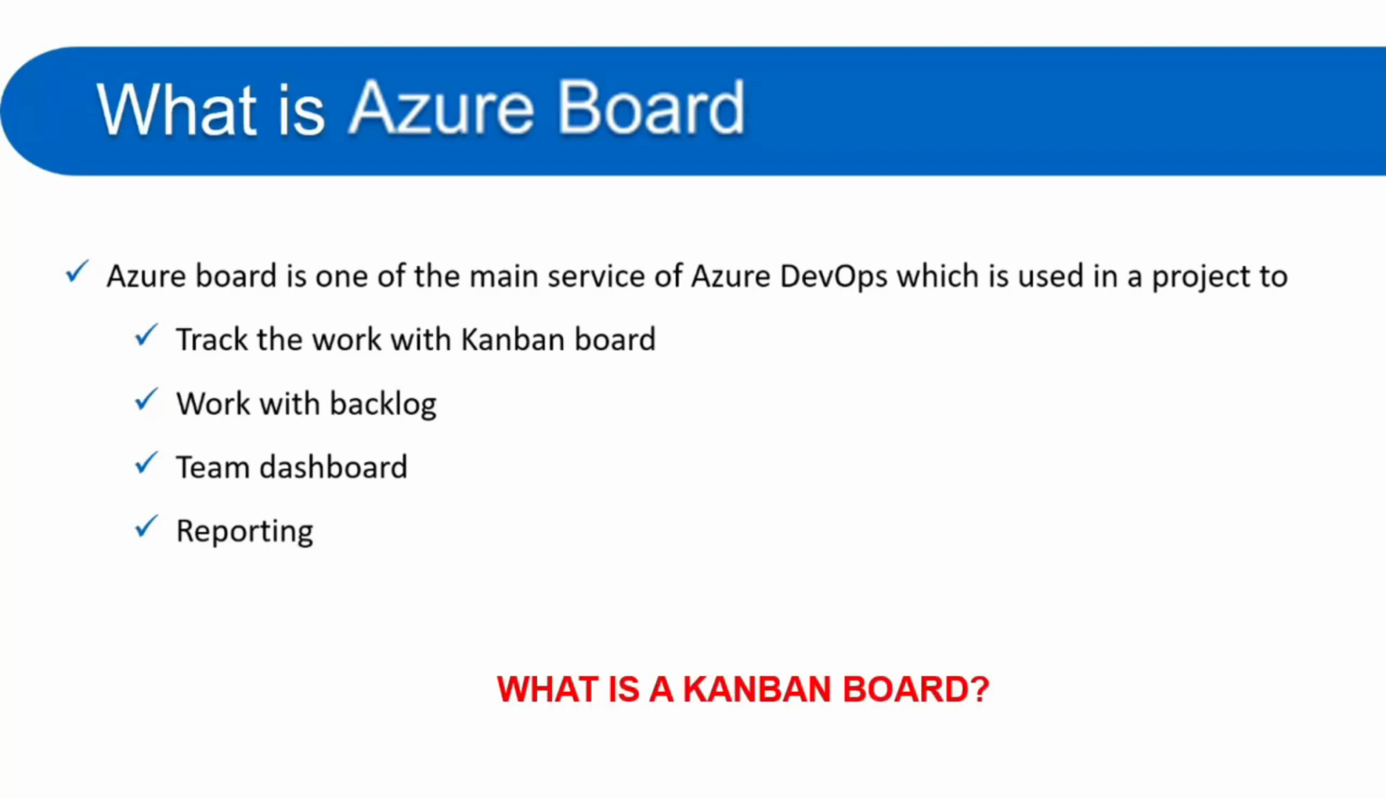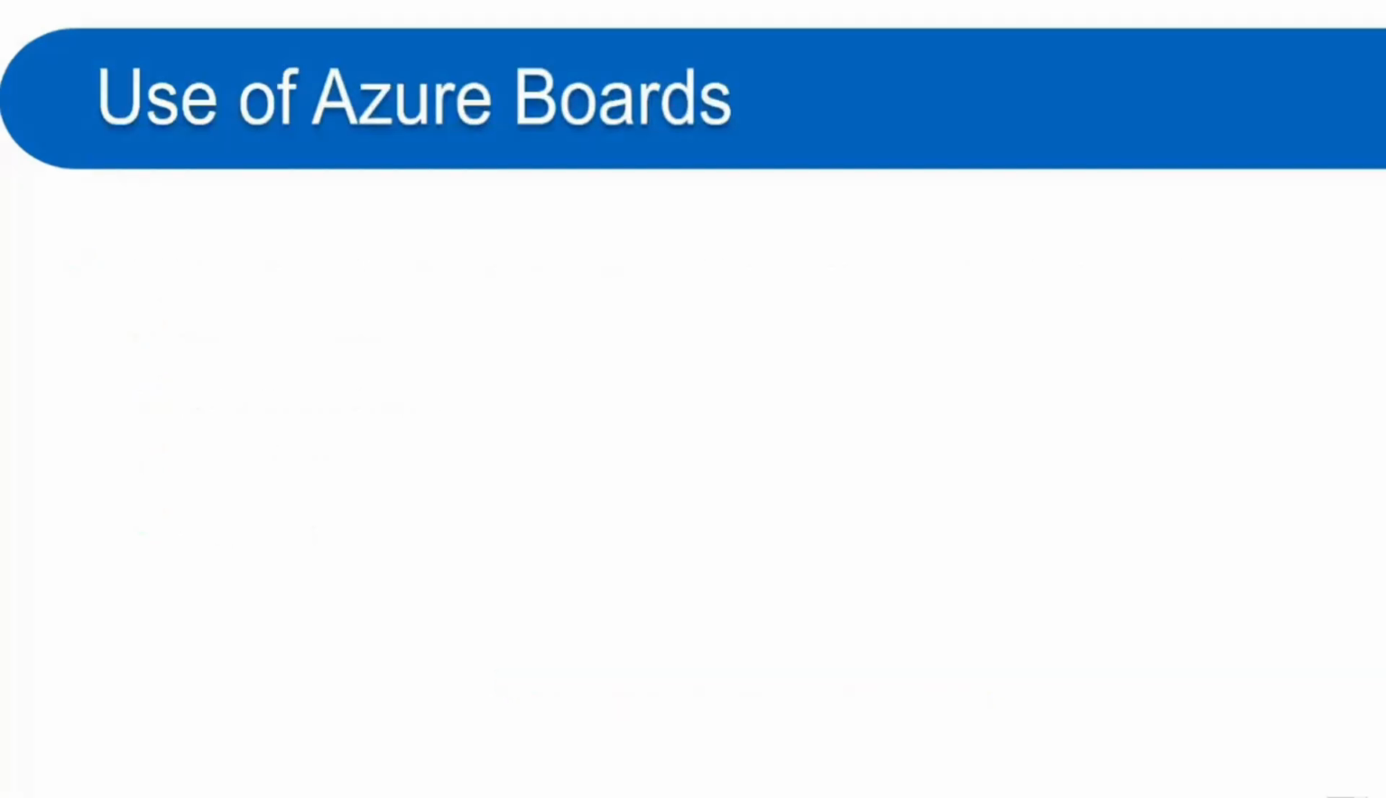So what is a Kanban board? A Kanban board is something which contains the details of all the work items that you are going to deliver or work on in a particular project. Moreover, Azure Boards is fully compatible with the Scrum methodology. Now let's talk about some of the uses of Azure Boards.